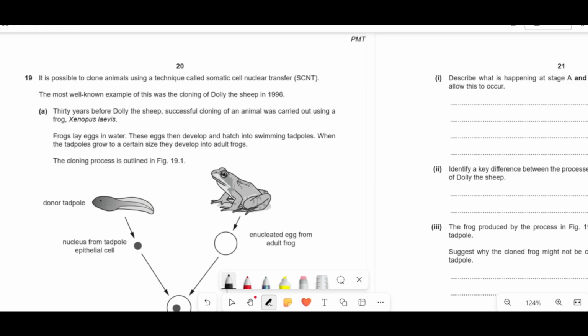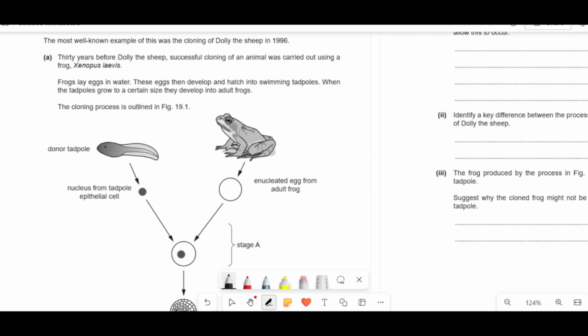I'm a frog now. So it's possible to clone animals using a technique called somatic cell nuclear transfer. So somatic means body cell, cell, nuclear transfer. Okay, so the most well-known example was the cloning of Dolly the sheep. 30 years before Dolly the sheep, successful cloning of an animal was carried out using a frog, Xenopus laevis.